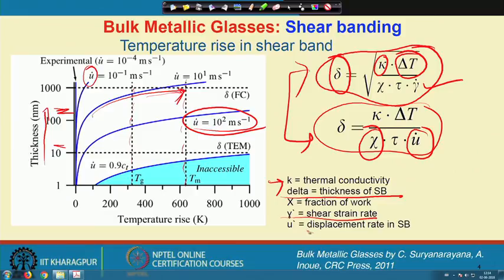Okay. So, depending on the rate of displacement in a shear band, people did a lot of investigation to measure the thickness of the shear band, and using the TEM, people found out that 10 nanometer is a length scale of a shear band. So, it is already proved experimentally that temperature rises in the shear band, and the temperature could even reach near to the glass transition temperature.